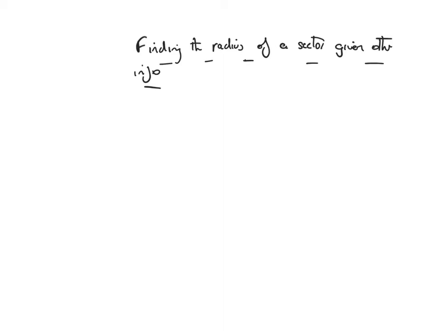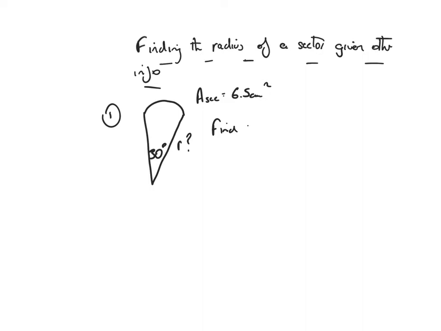So let's try an example. Example 1, we've got a sector showing the angle at the centre is 30 degrees. The radius is the thing that I'm looking for, but I'm told that the area of the sector is equal to 6.5 square centimetres. And the task is to find the radius.